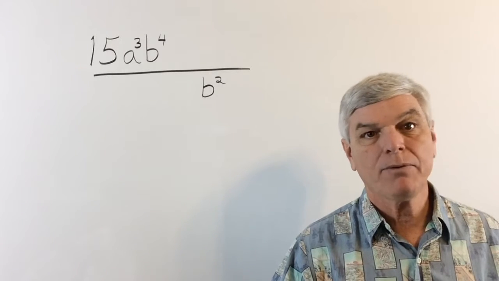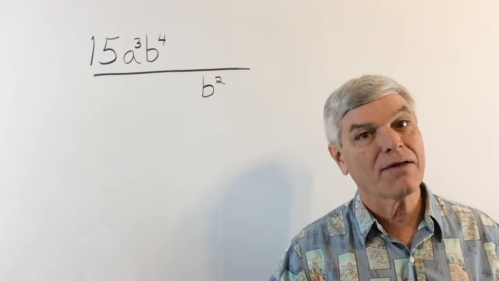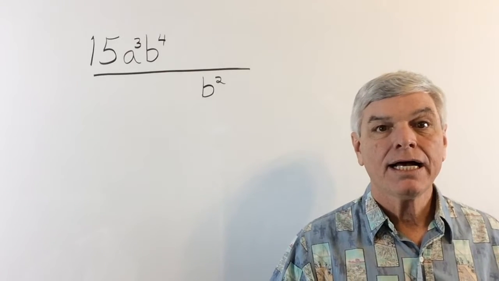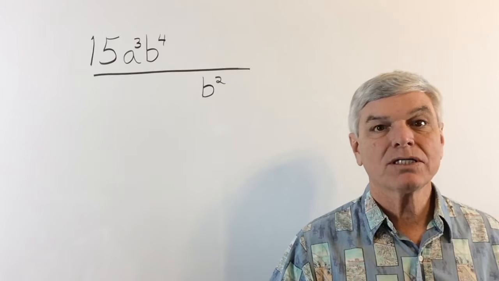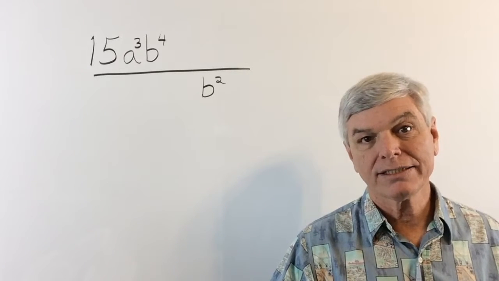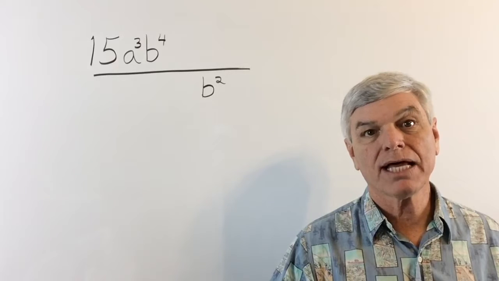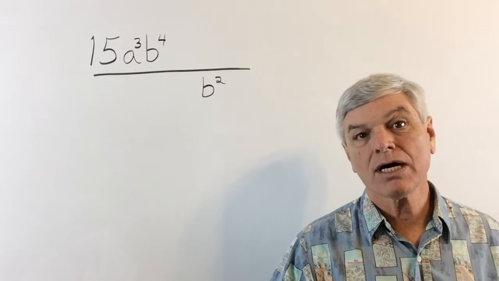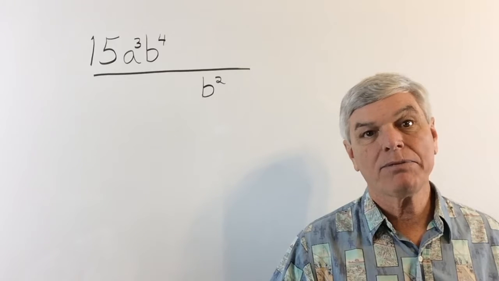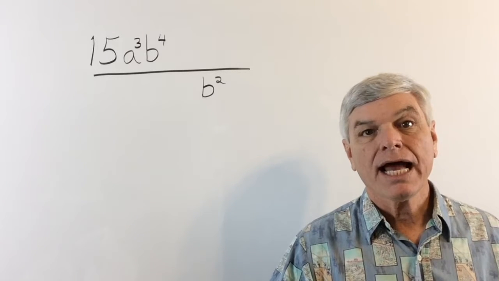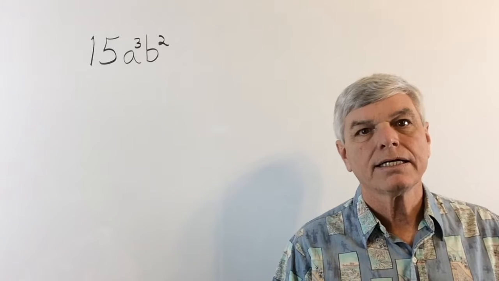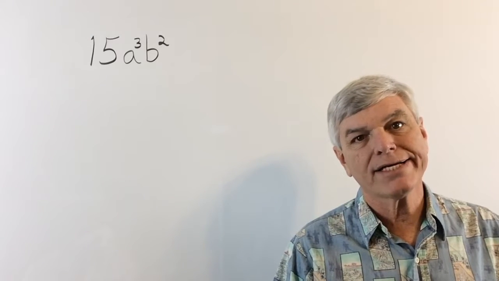Don't forget, maybe we've done so much work that you've forgotten that rule already. But when we divide variables with exponents, we subtract. Just like we add them when we're multiplying, we subtract them when we're dividing. So 7 minus 4 is 3, and that would be a cubed. And b to the 4th over b to the 2nd is b squared, and that is our answer.